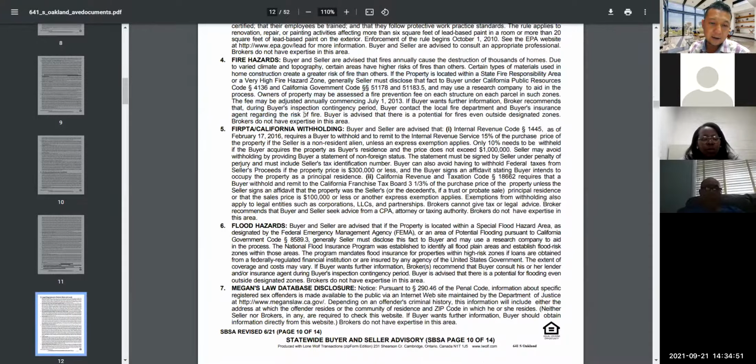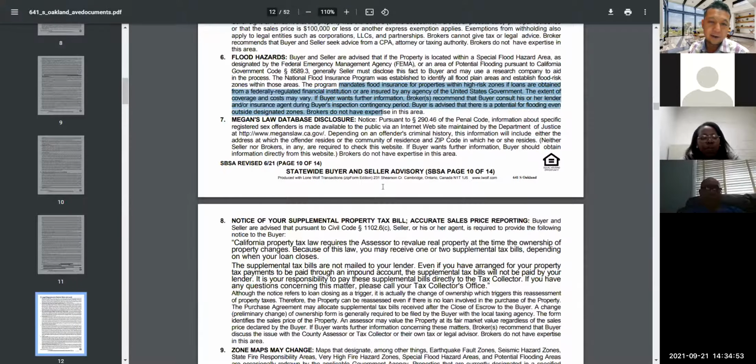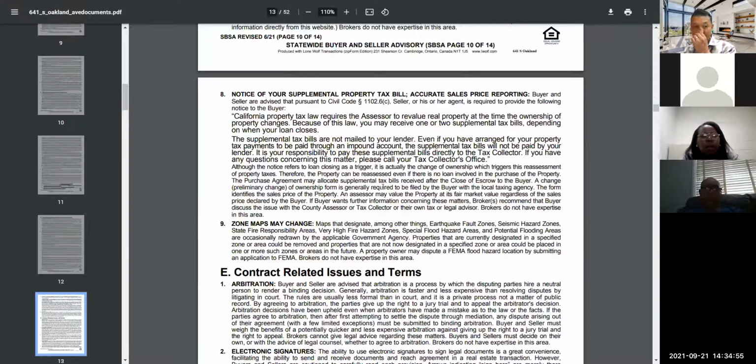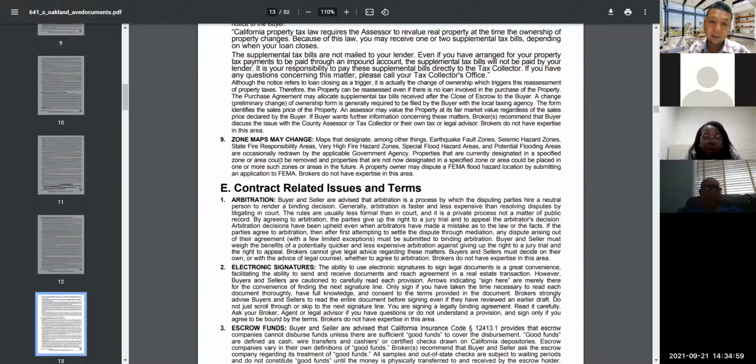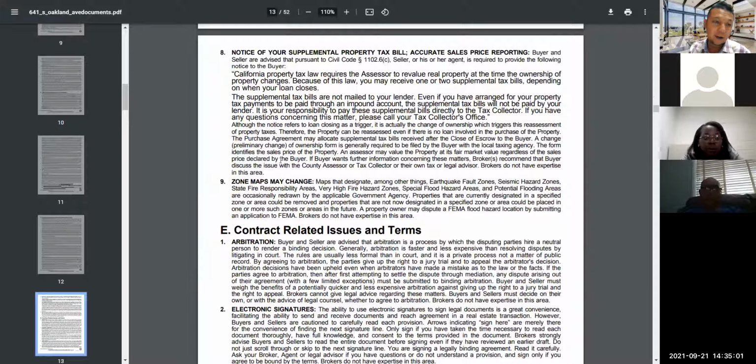There are fire hazards, there are flood hazards. There are hazards everywhere in California, except we don't get tsunamis. We don't get some of those bigger things like hurricanes. So that's one of the good things about California. We just get earthquakes, we get termites, we get fires.